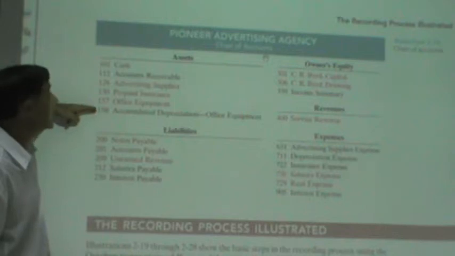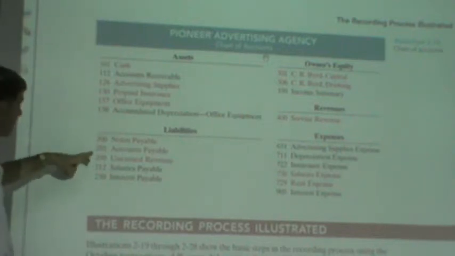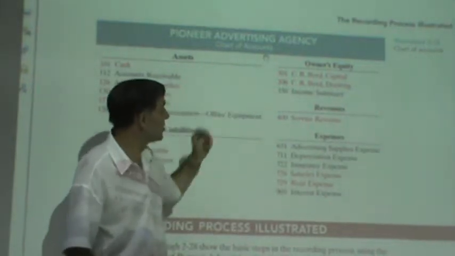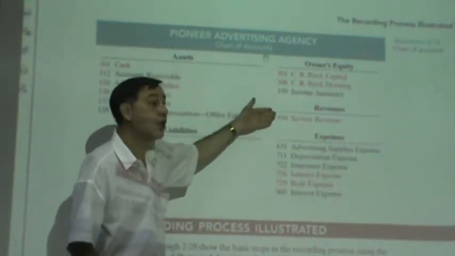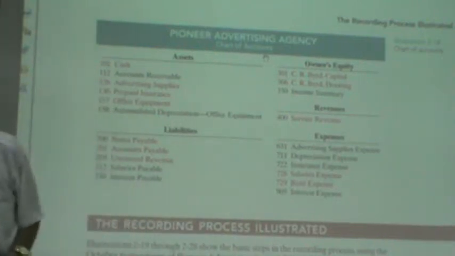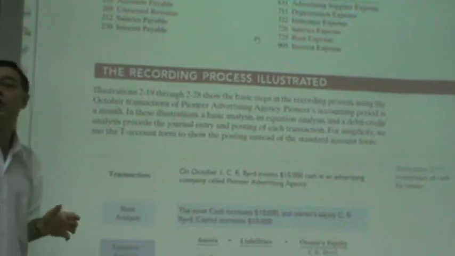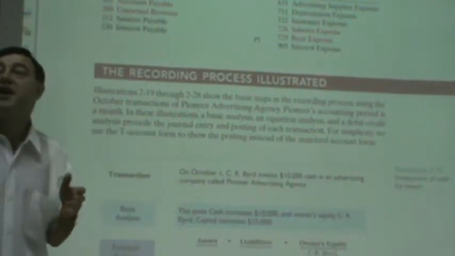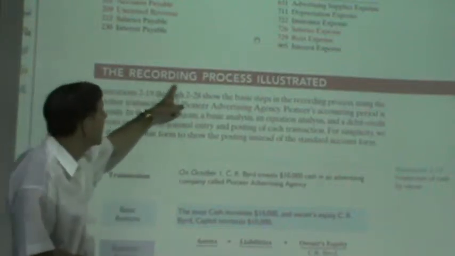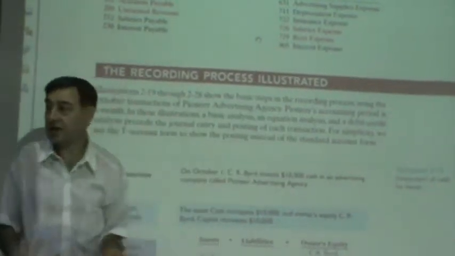This is an example of a chart of accounts. It just gives you assets, 100 numbers; liabilities, 200 numbers; equity, 300 numbers; revenue, 400; expenses, 600 and 700s. And all we're doing today is illustration. The theory from last time would just say process illustrated.